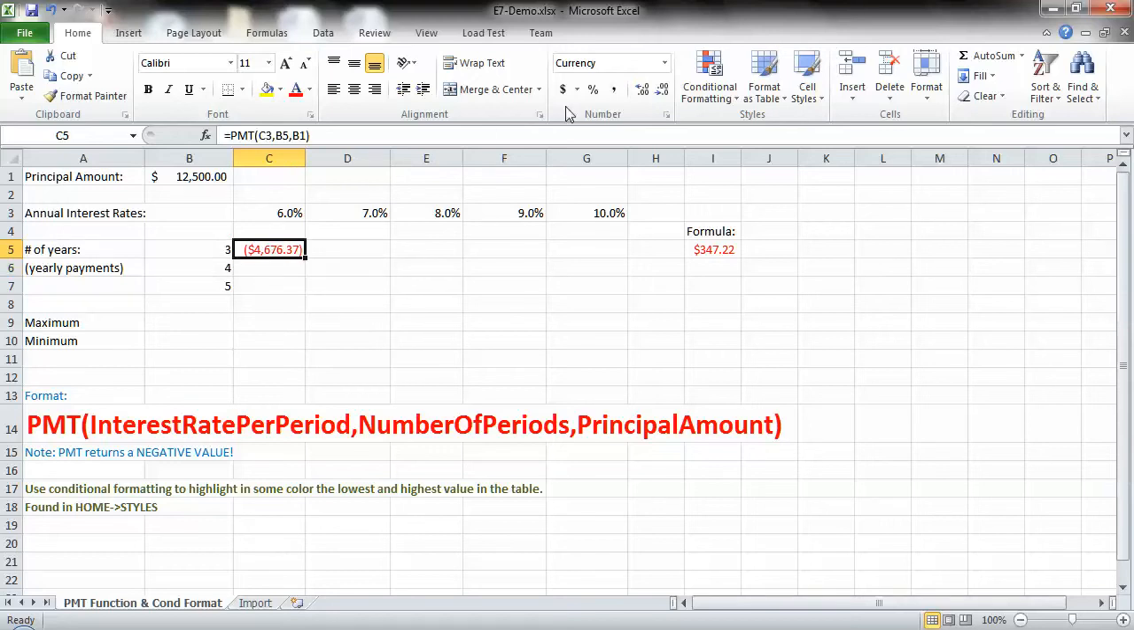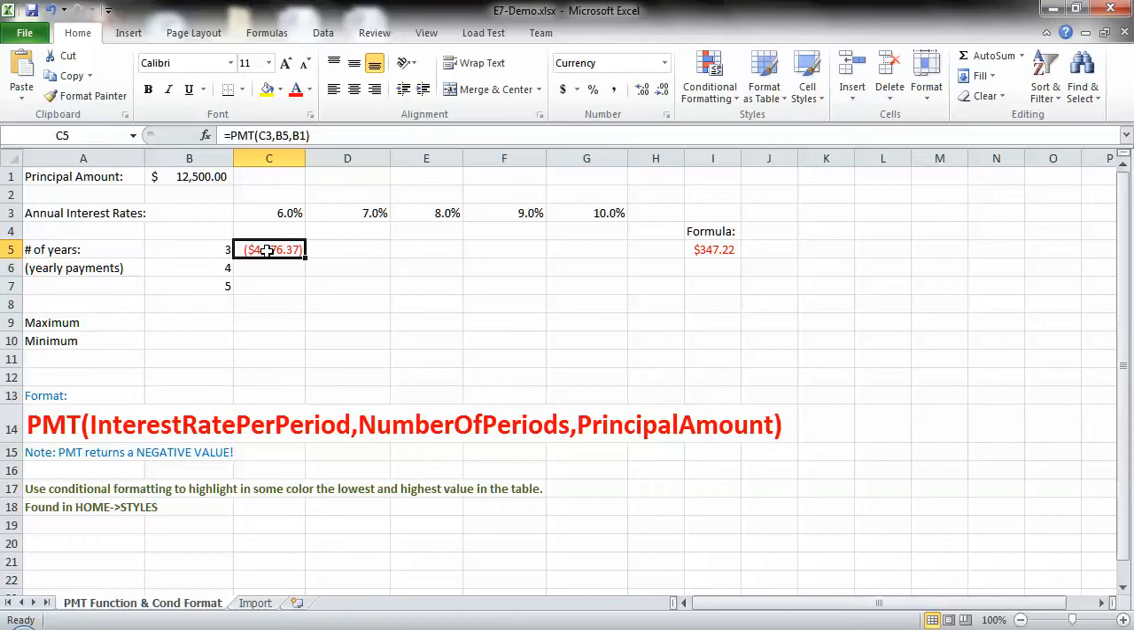Now, you'll notice that this number is in parentheses. Remember, in the currency format here, negative numbers are given in parentheses. So what that tells you is that the PMT function returns a negative value. That's not unusual, because the way it's normally used is to deduct those payments from the principal amount every time a payment is made.